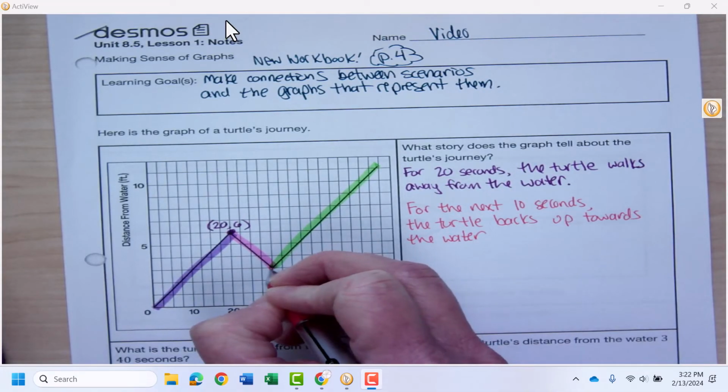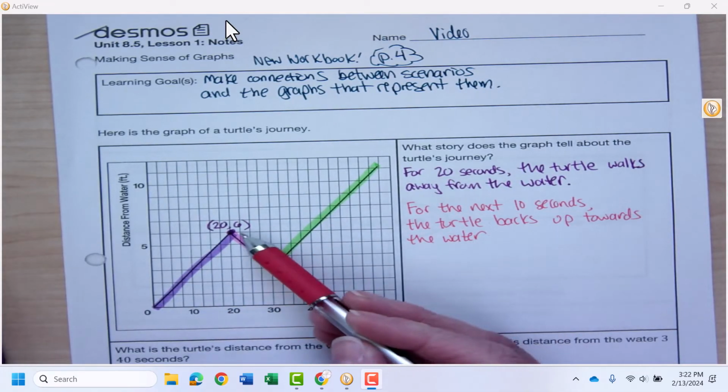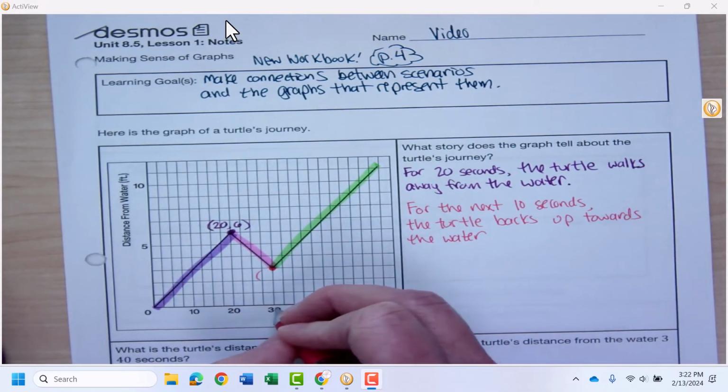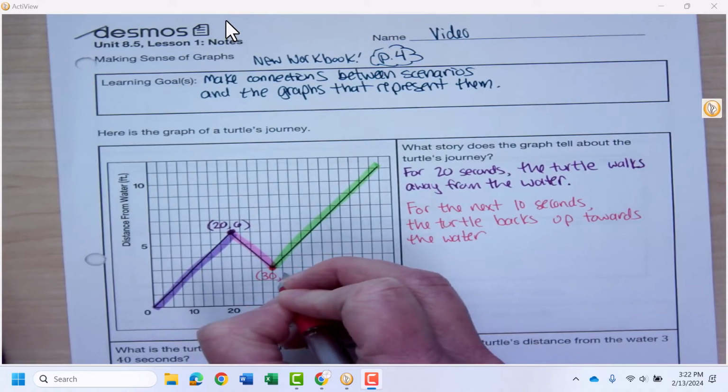And if I wanted to be really specific, I could say he was 6 feet away and then returned to 3 feet away. So we have the point 30, 3.